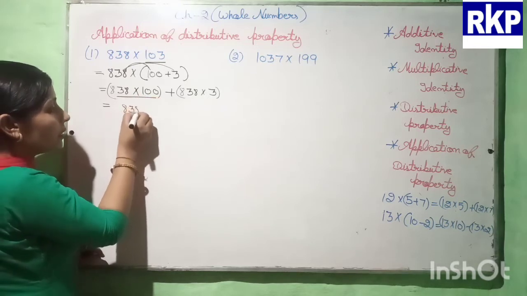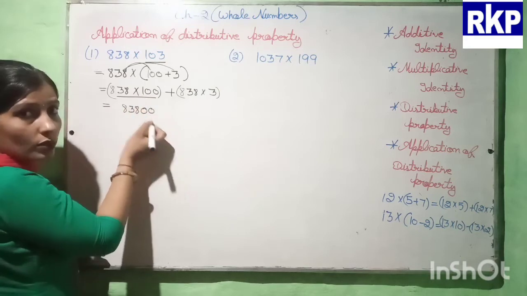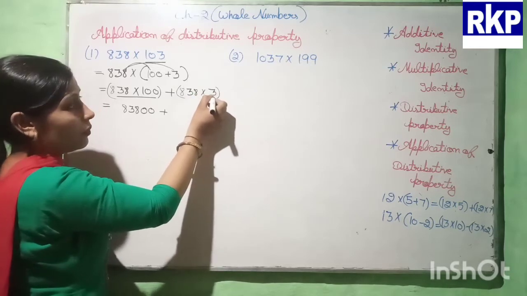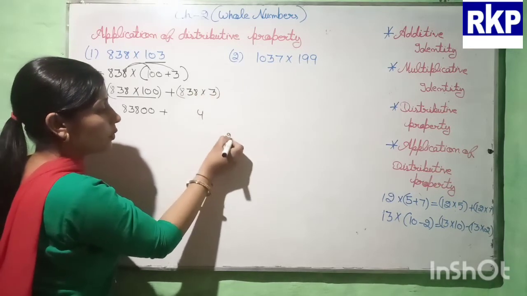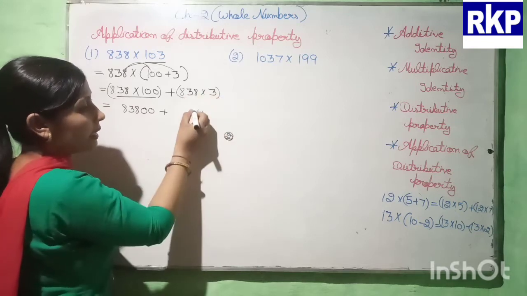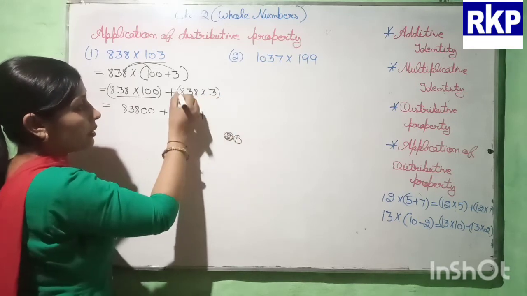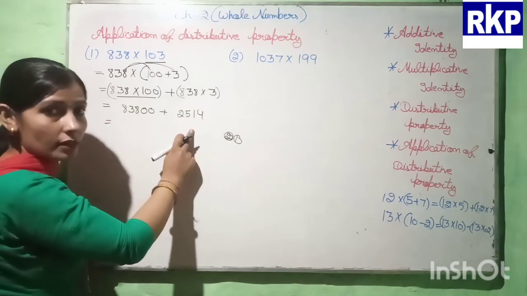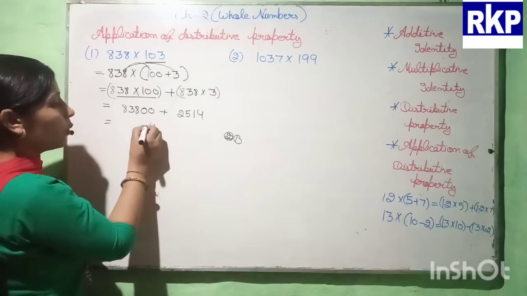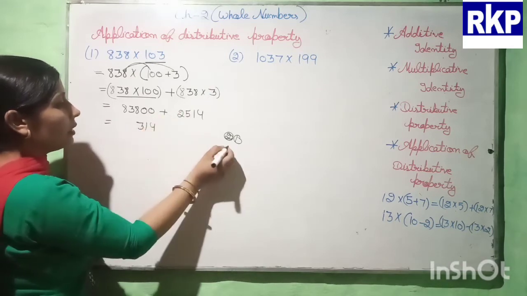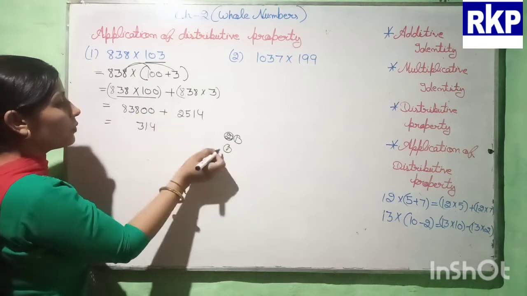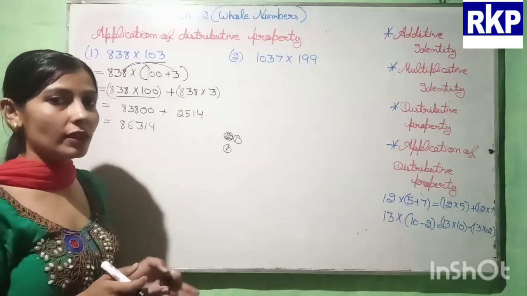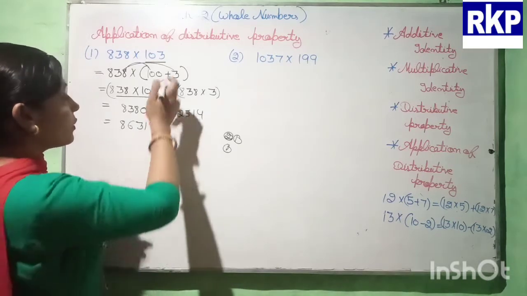So 838 and then these 2 zeros as it is, plus 838 multiply with 3 will give us: 3 8s are 24, 2 is carry, 3 3s are 9, 9 and 2 11, 1 is carry, 3 8s are 24 and 1 25. Now we have to add this and this number. So here we will get 4, 1, here 8 and 5 13, 1 is carry, 3 and 2 5, 5 and 1 6, and here 8. So 86,314 is our answer.